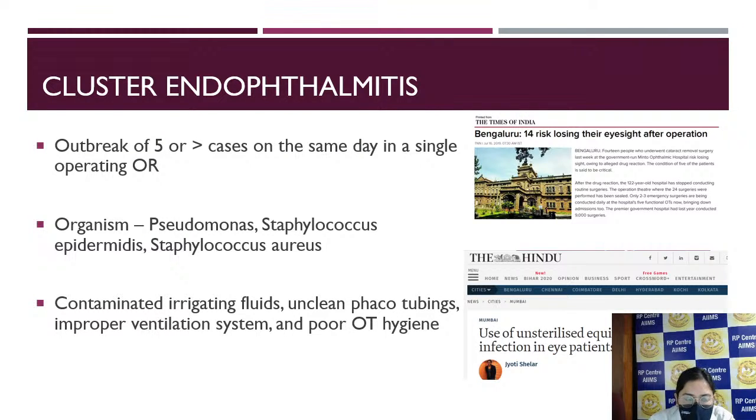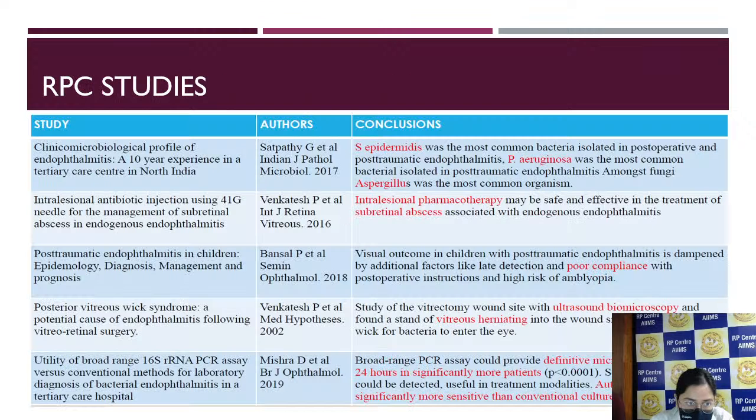Cluster endophthalmitis by definition is an outbreak of 5 or more cases on the same day in a single OT setting. Usual organisms are Pseudomonas, Staphylococcus epidermidis, and Staphylococcus aureus. Contaminated irrigating fluids, unclean phaco-tubings, improper ventilation system, and poor OT hygiene are some of the risk factors.